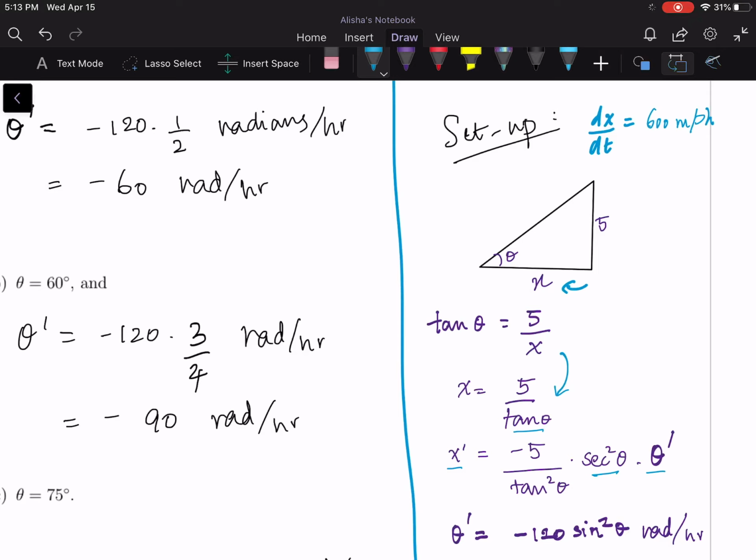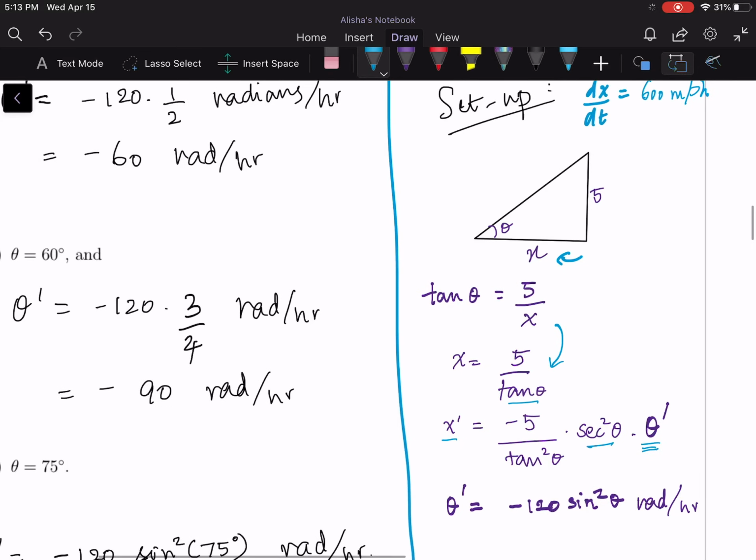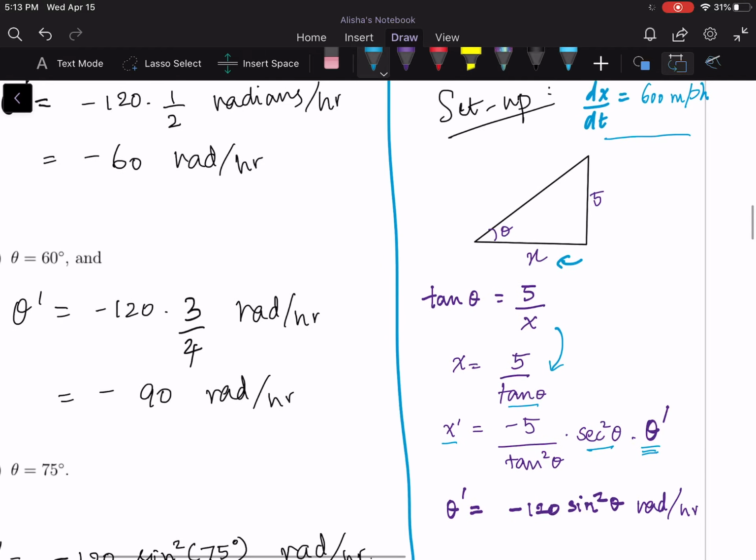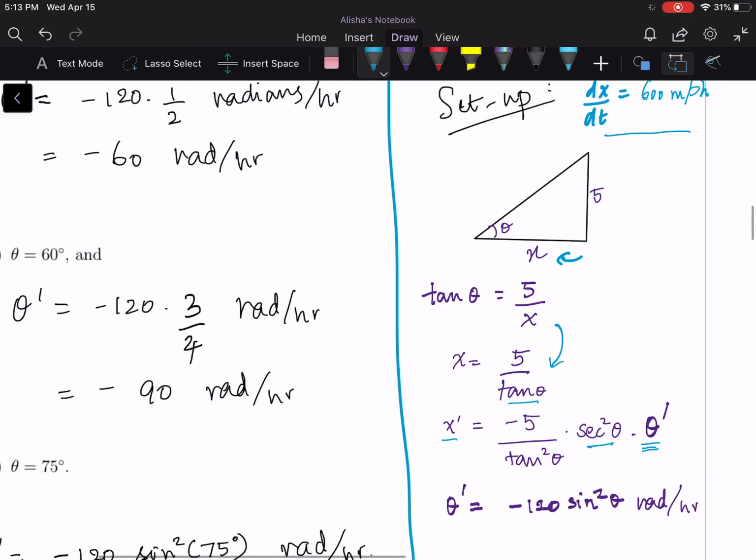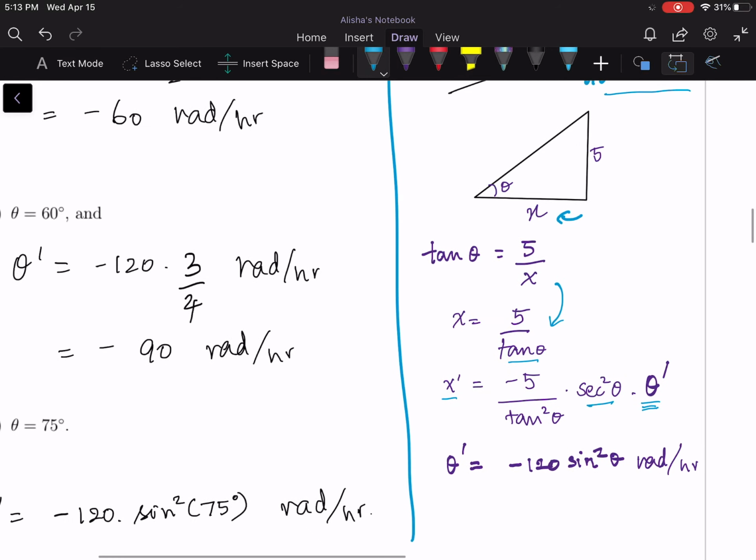And we're interested in understanding theta prime. So I just solve for theta prime. I plug in the derivative of x, which is 600 miles per hour, and I get this expression. So check that you get the same thing from that step to the next. And note that the units are in radians per hour.